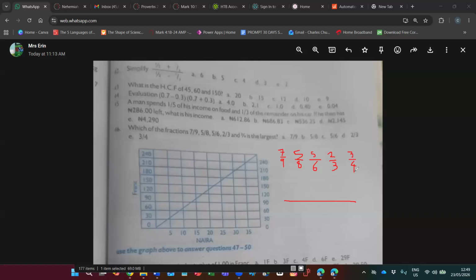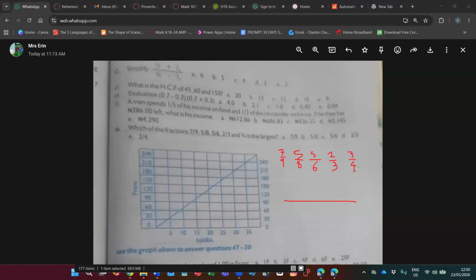Now, just looking at this thing alone, I can pick the two biggest denominators here, 9 and 8. 9 times 8 is what? 9 times 8 is 72. It shouldn't take you long to figure out.